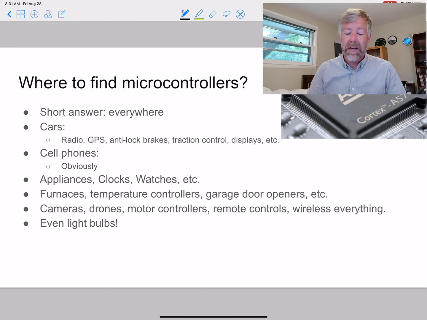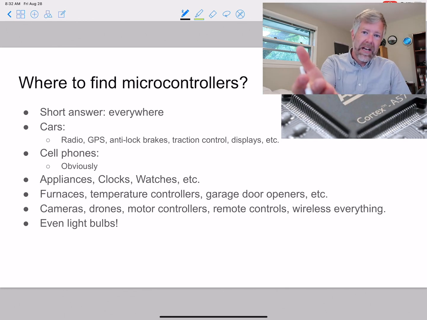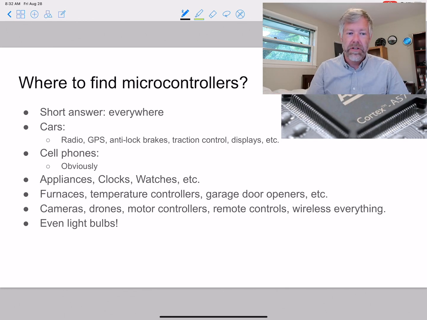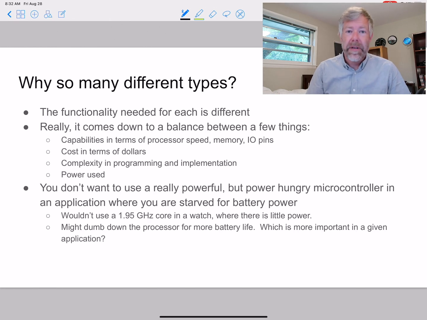Everything is controlled by microcontrollers now. Cell phones obviously have microcontrollers. There are microcontrollers in appliances, in clocks, in watches. In this camera that I'm using, there's obviously a microcontroller. Furnaces, temperature controllers, garage door openers, everywhere. They're everywhere.